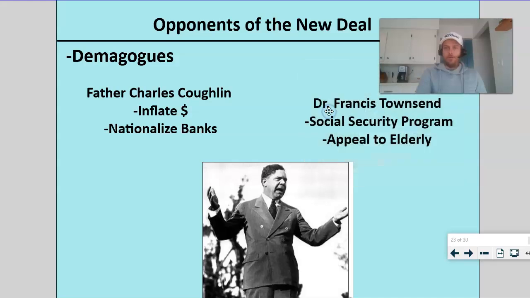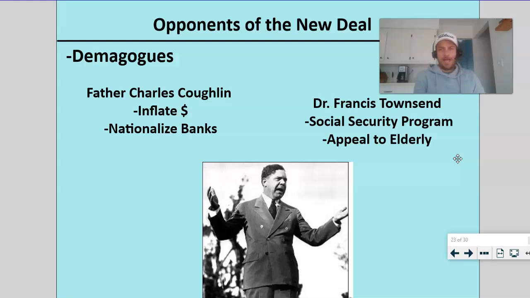This fellow over here is Dr. Francis Townsend. He wanted to see the Social Security program go into place. Now, this is something that eventually is going to happen. He proposed a 2% federal sales tax that would be used to create a specific fund. And then every retired person over the age of 60 would get $200 a month from that fund. That's the modern equivalent of just a little less than $4,000, which is way more than you get from Social Security typically. And then he believed that people are going to take this money, go out, spend it, and stimulate the economy.